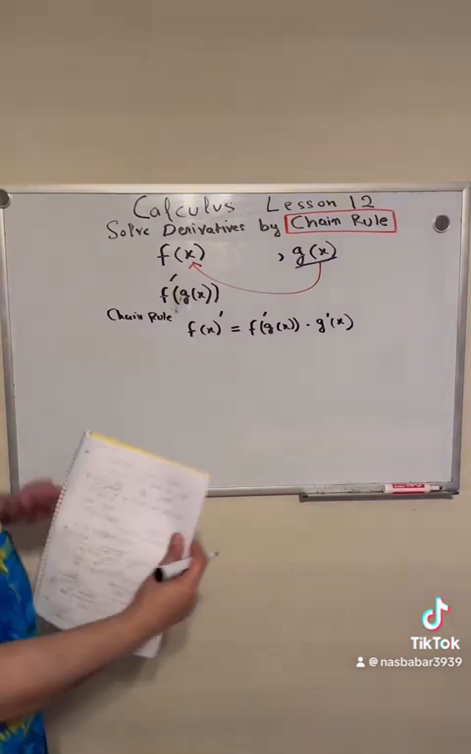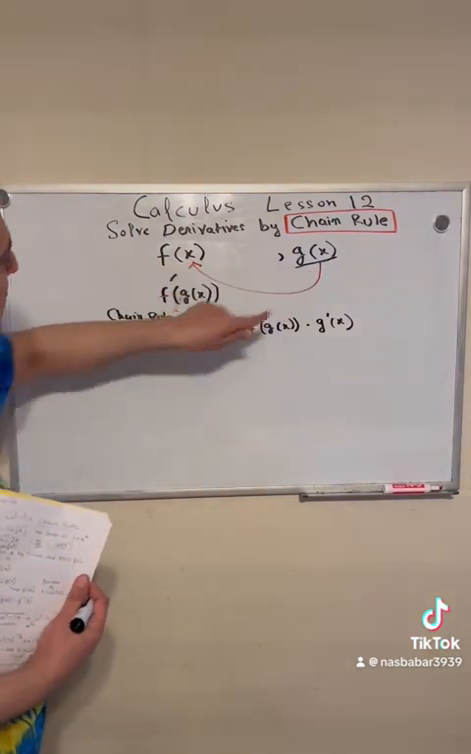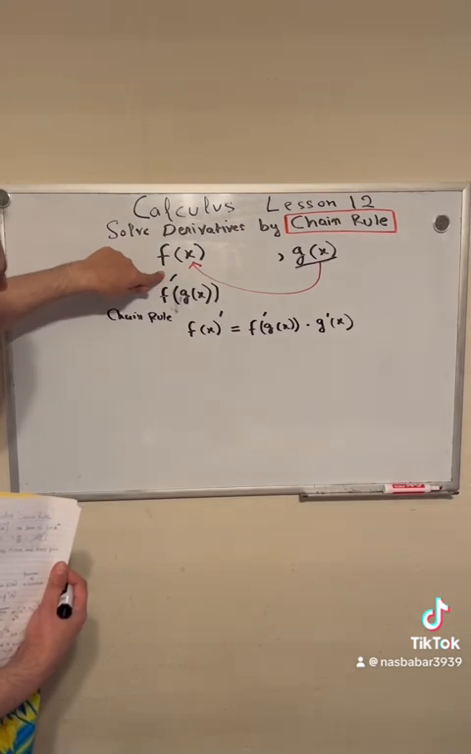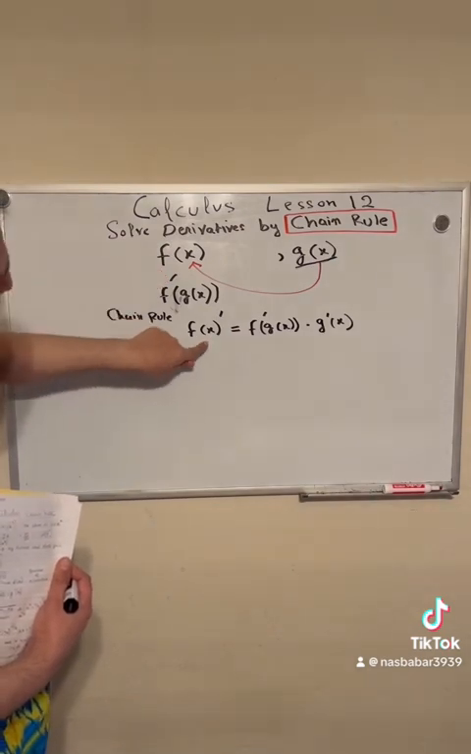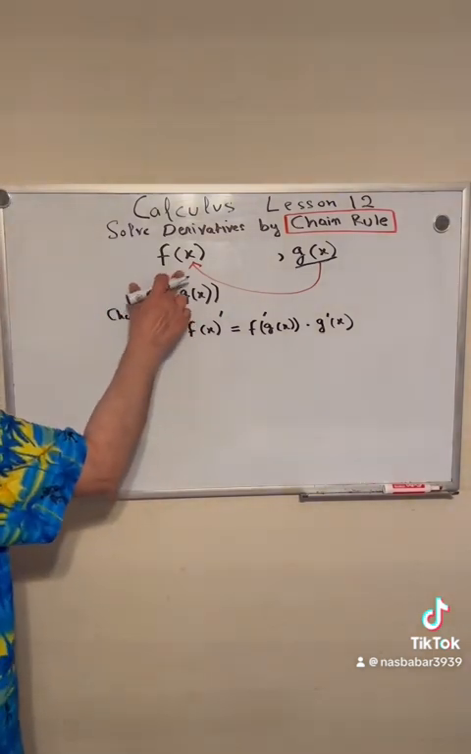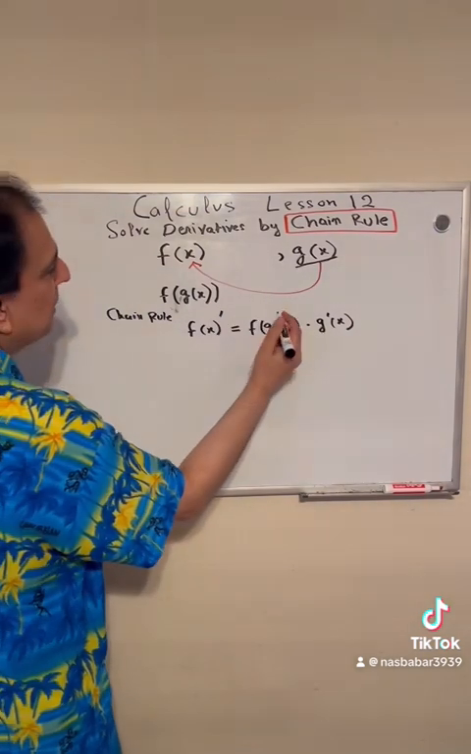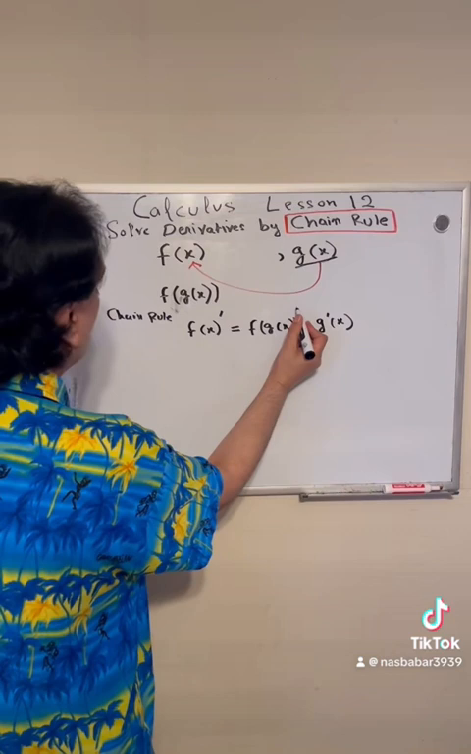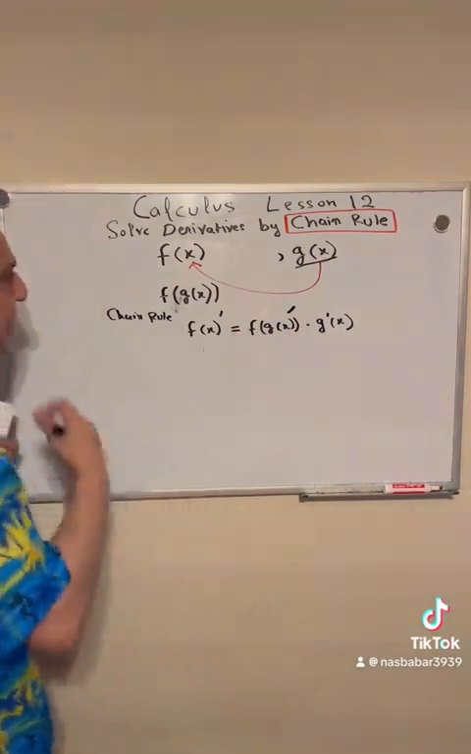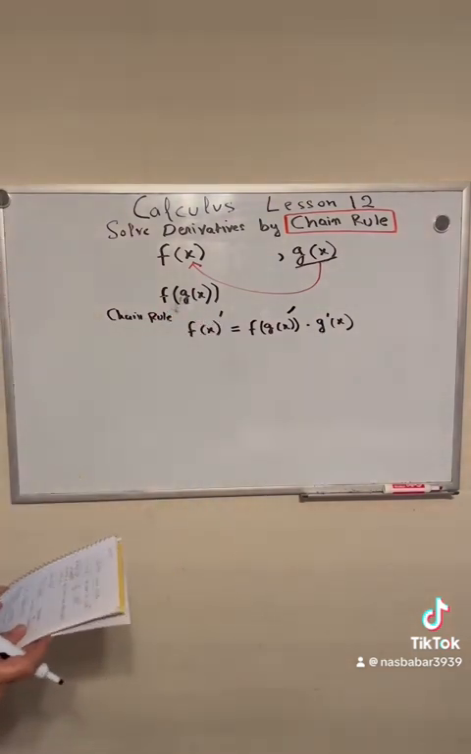So all I did was, I said we have a function f of x, replaced this x by g of x, another function, and then said let's take the derivative of that. First I took the derivative of this whole thing right here, f prime of the whole thing, and then multiplied by the derivative of what's inside. So that's what the chain rule states, okay?